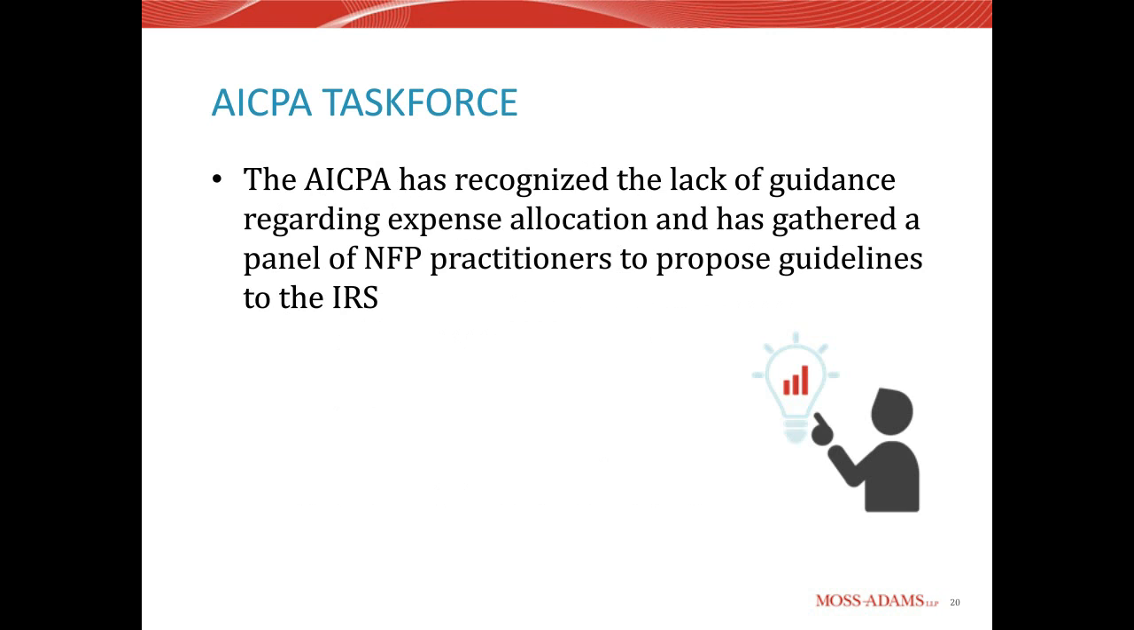The AICPA has recognized that there was a lack of guidance regarding expense allocation from the IRS, and they have gathered a panel of practitioners. One of our tax NFP partners has been on this panel, and in February of this year, they sent a letter to the IRS discussing guidelines for examples in IRS consideration when addressing how to allocate UBI expenses.